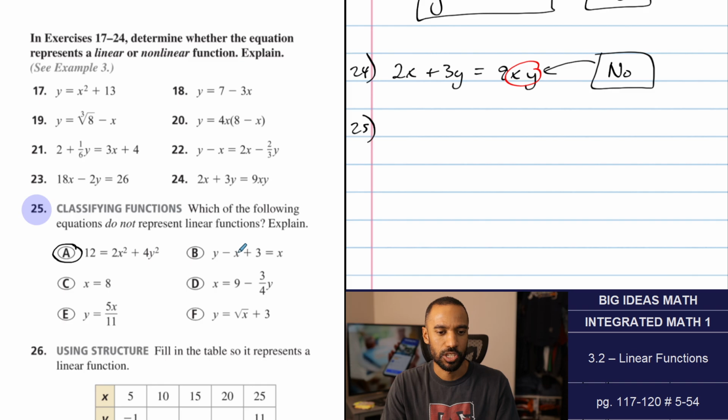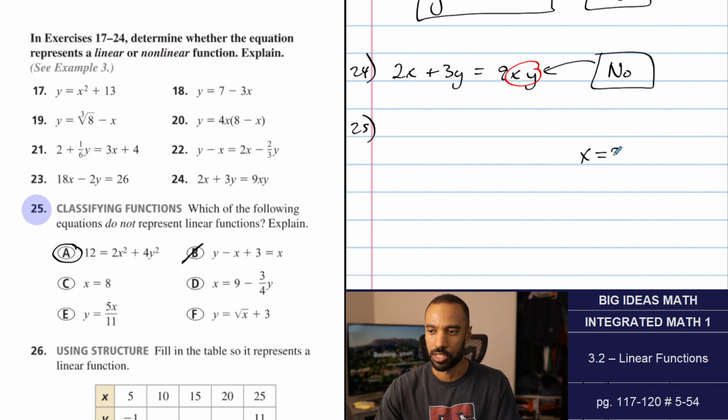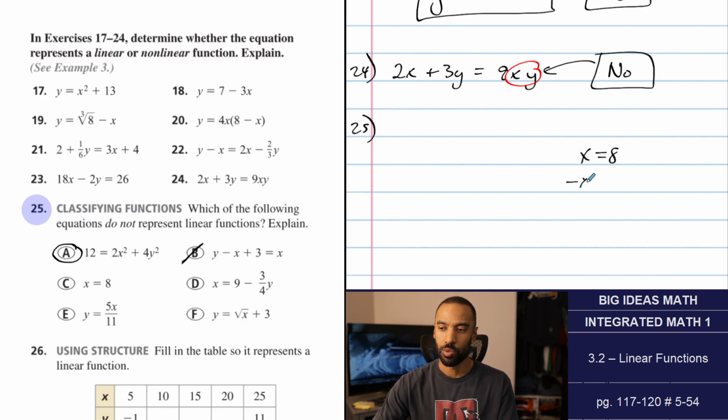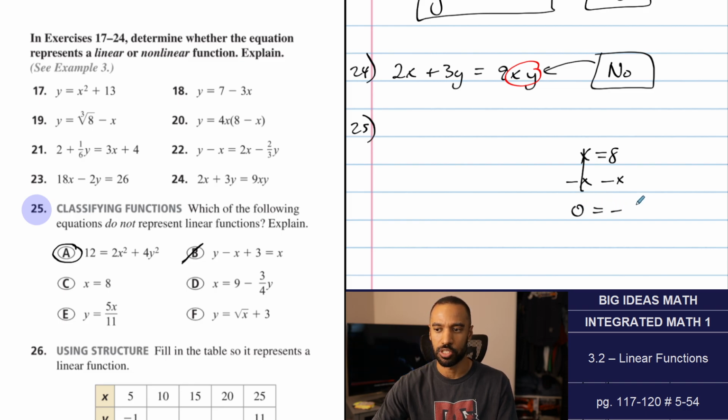This one, if I add x over, should be good. That can be in that form. It would be linear, therefore it's not a correct answer. X equals 8. Now, you might not know... Here, okay, hold on. I'm going to write x equals 8 on here, and let's talk about that a little bit. Remember, we're talking about the form y equals mx plus b. Well, maybe I subtract x to both sides of the equation, get that x and b on the same side. Now, it says 0 equals negative x plus 8. Where's y?